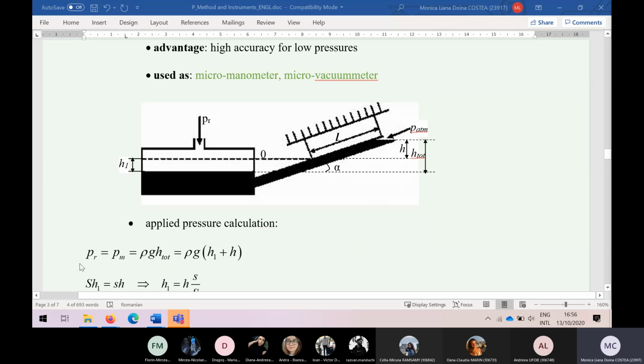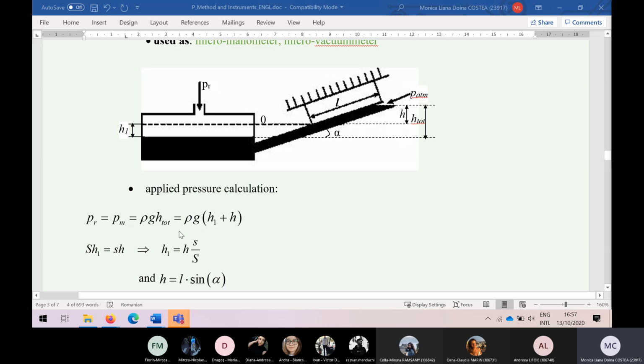But the expression remains the same, the sum of H1 and H. It means that we will have to find a way to express the height that corresponds to the liquid dislocated from the reservoir and a way to express this height corresponding to the length of the liquid that entered in the vertical tube compared to the zero level in equilibrium. Of course, the first one, H1, is already known. It's a question of volume equality in the reservoir and in the tube.